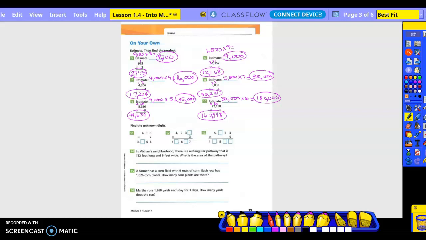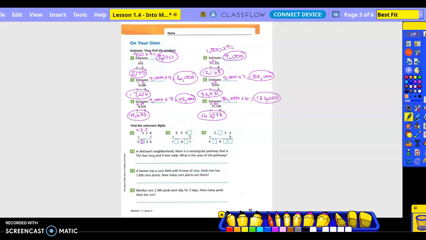Okay, they want us to find the unknown digit. So what we're going to do is work it out, regroup, and then also find what we're missing. So 8 times 7 is 56. So they put the 6, we would carry the 5. 7 times 3 is 21 plus 5 is, put the 6, carry the 2. 7 times 4 is, plus 2 is 30. We put the 0, carry the 3. Okay, and then you just bring the 3 down because you didn't have a number to do, or you would just write 30.